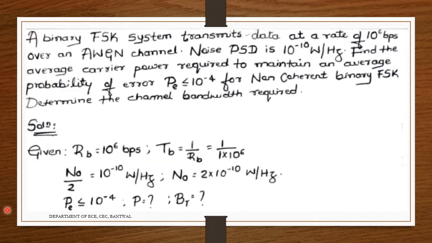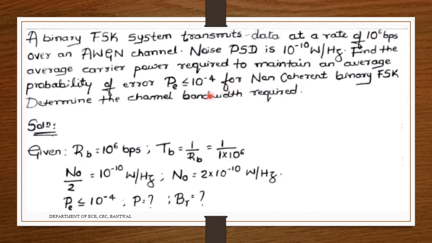Okay. Now another problem. A binary FSK system transmits data at a rate of 10 to the power of 6 bits per second over an AWGN channel. Noise PSD is 10 to the power of minus 10 watt per hertz. Find the average carrier power required to maintain an average probability of error PE less than or equal to 10 to the power of minus 4 for non-coherent binary FSK. Determine the channel bandwidth required.